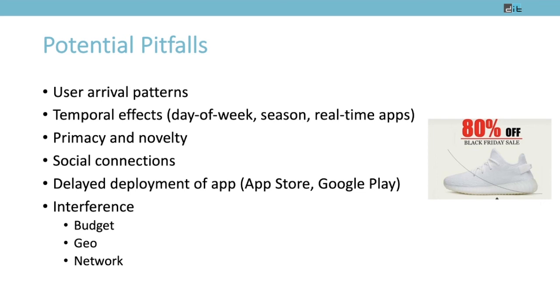A second pitfall would be the temporal effects. Day of week: Sundays people might be shopping more versus Monday when they are at work. Season: well, at Christmas, people are going to be shopping more versus summer, when they might be shopping less. When you also have real-time apps, for example, if you wanted to A/B test algorithms for giving you a route on the map, it's kind of tricky to actually find two users that are going from the same place to the same destination in order to do A/B testing. So in these cases, this is a little bit challenging.